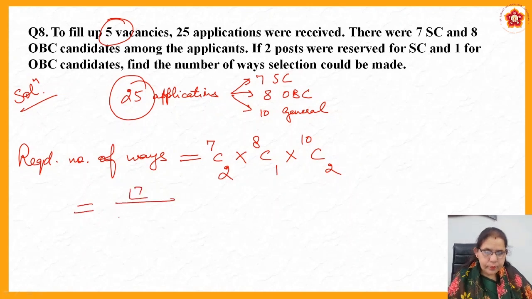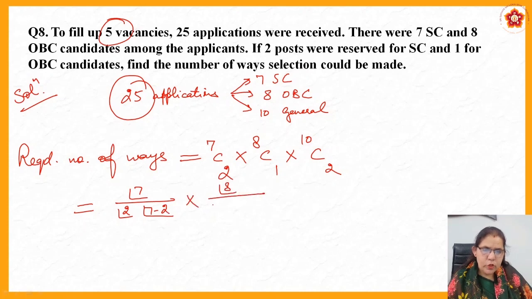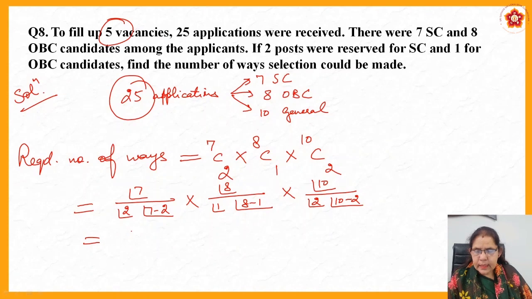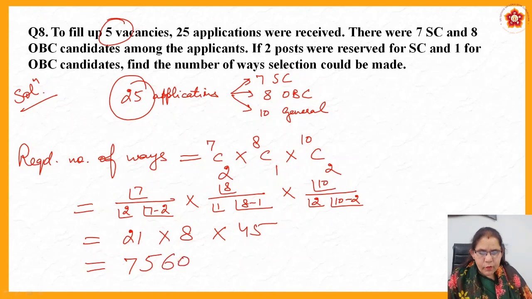Please solve it. So factorial 7 upon factorial 2 into factorial 7 minus 2, multiplied by factorial 8 upon factorial 1 into factorial 8 minus 1, multiplied by factorial 10 upon factorial 2 into factorial 10 minus 2. Solve it and see what answer you get. This will come 21. Second term will be 8 and the last one is 45. When we multiply all of them, 21 into 8 into 45, we get 7,560.